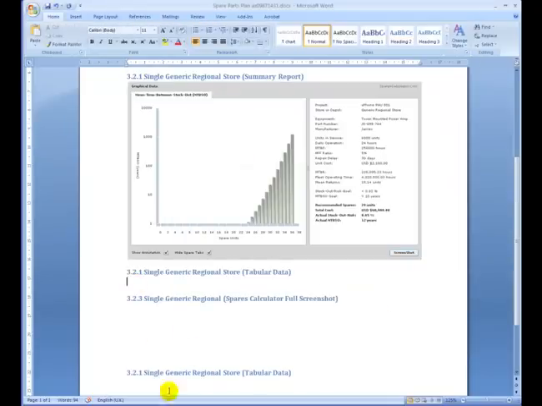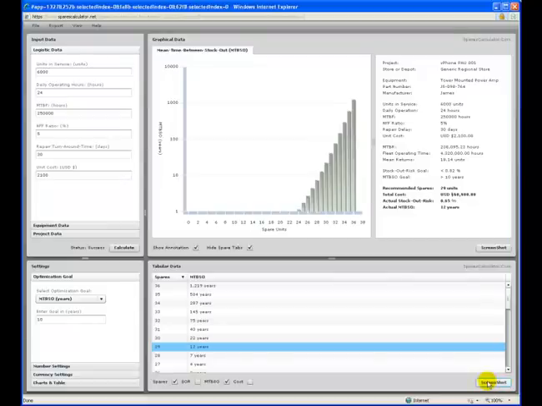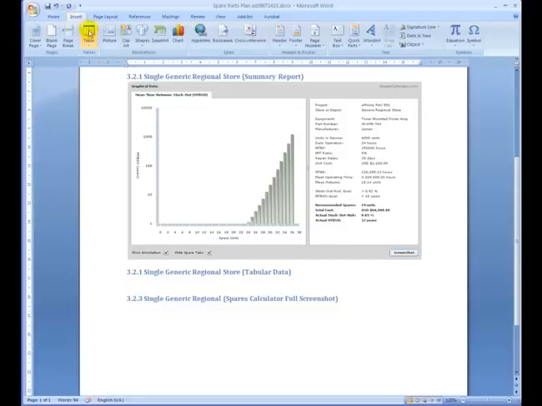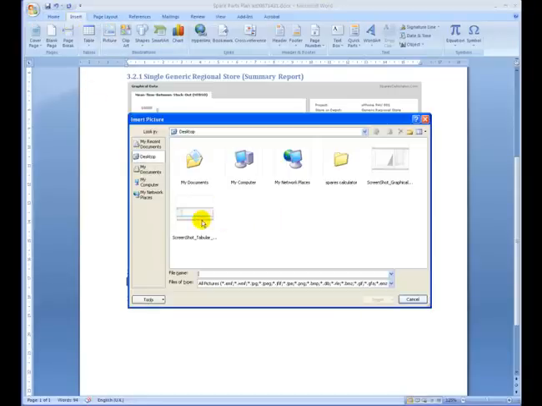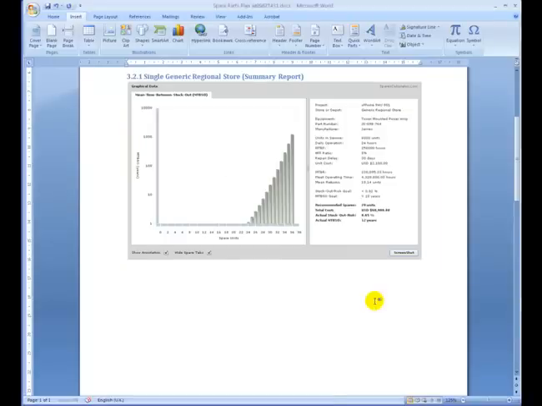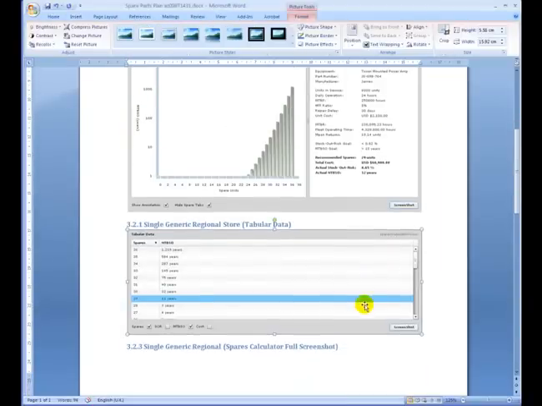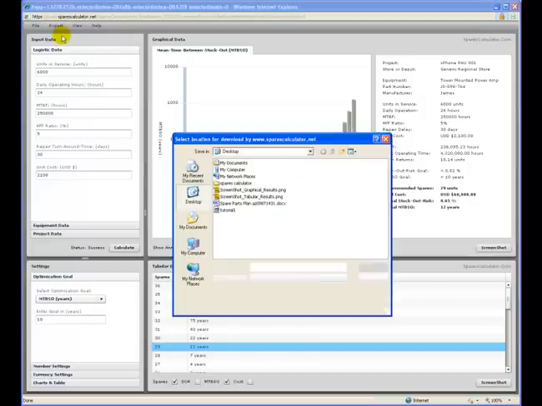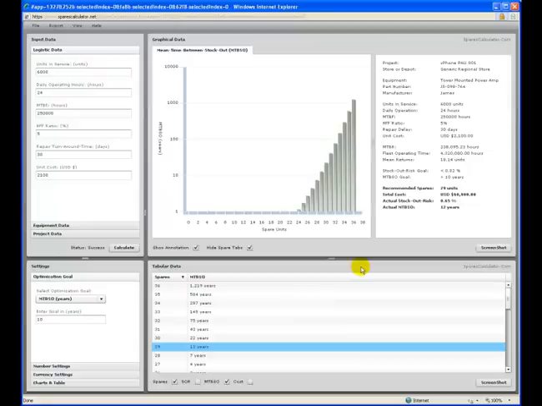We can repeat this exercise for the tabular data, or we can insert a full screenshot by selecting Export from the main menu and then selecting Screenshot, Full Screen. We can then save this to our desktop. And finally, we can insert it into our document.